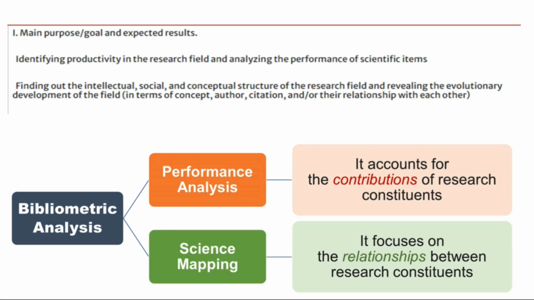Performance analysis is mostly about the productivity of the authors, or it is based on the citations, such as which author received more citations or which journal has the highest impact factor, while science mapping helps with making connections between the authors or the institutions, that is basically the co-authorship analysis, or to understand the link between the keywords that occur simultaneously in multiple papers.